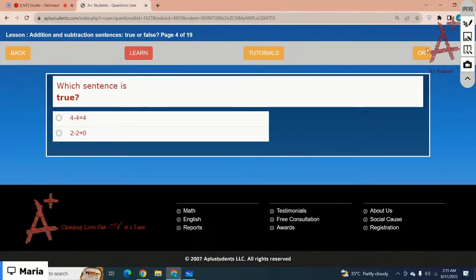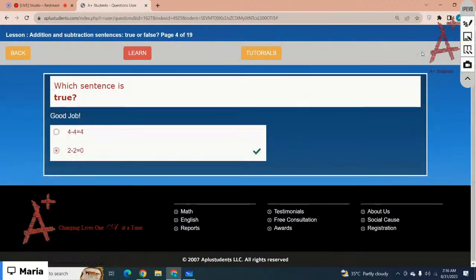4 take away 4 equals 0 and 2 take away 2 equals 0, which is the correct one. If you already know the answers, you can please write down the answers in the chat box. Option number 1 is false. 4 take away 4 equals 0, right? Option number 1 is not the correct one. The second one is the correct one. 2 take away 2 equals 0. That is the correct option.